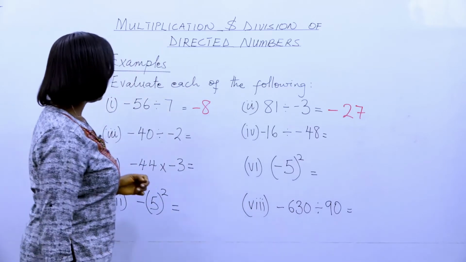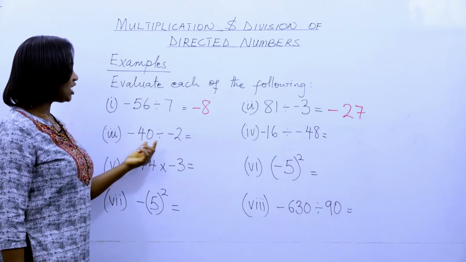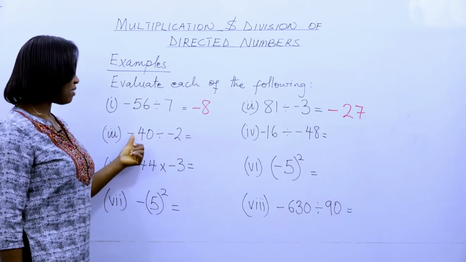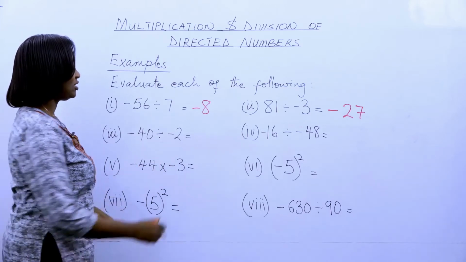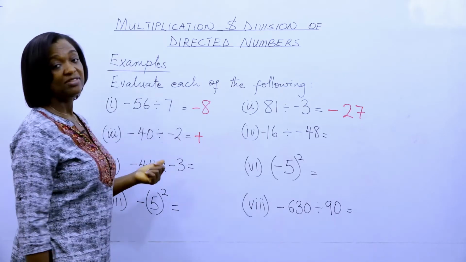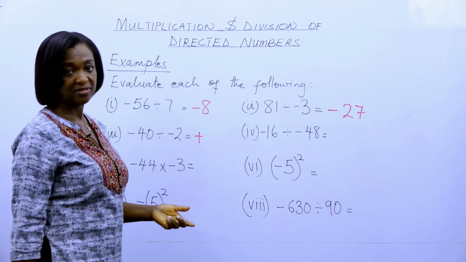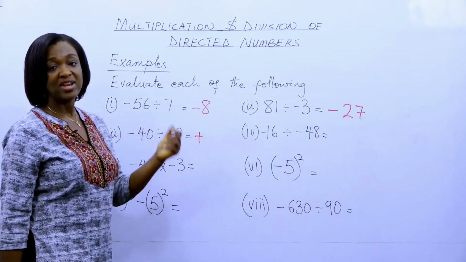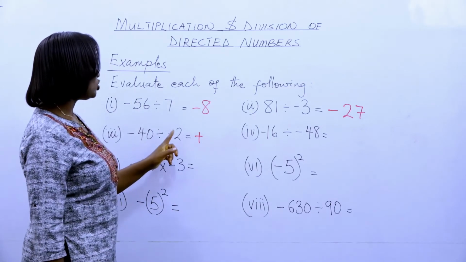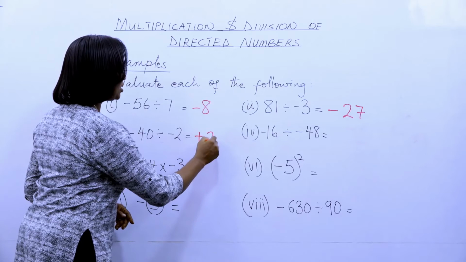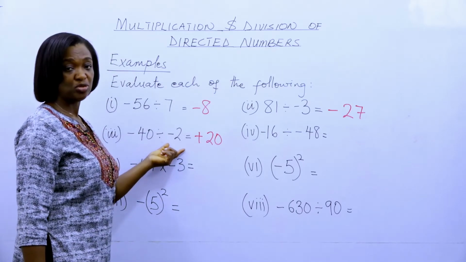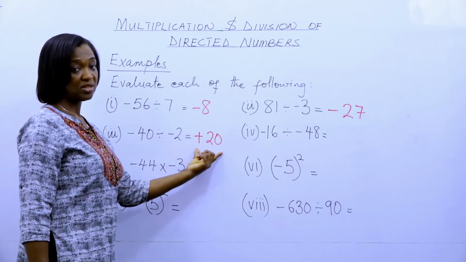The third example, minus 40 divided by minus 2. Both of them are negative. Minus divided by minus is plus. Just the way negative times negative is positive, negative divided by negative is also positive. So 40 divided by 2 is 20. So minus 40 divided by minus 2 will give us plus 20.